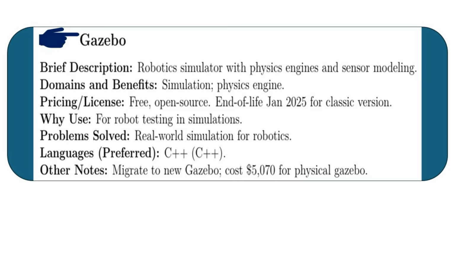Gazebo, a robotic simulator with physics engines and sensor modeling. Simulation is the domain area, with benefit for physics engines. It's free, open source, with end of life in January 2025 for the classic version. It is used for robot testing in simulation, and the problem solved is real-world simulation for robotics. Language preferred is C++. General note: migrate to the new Gazebo.